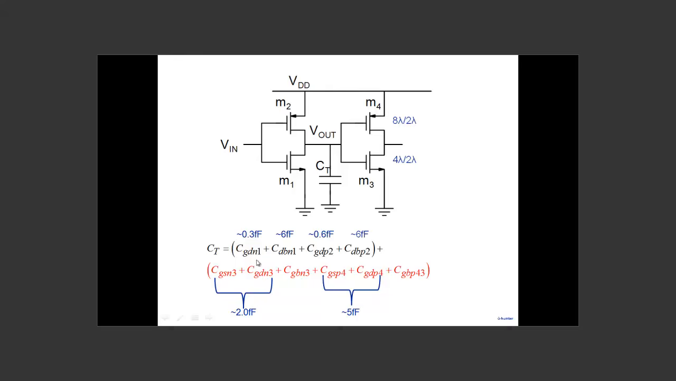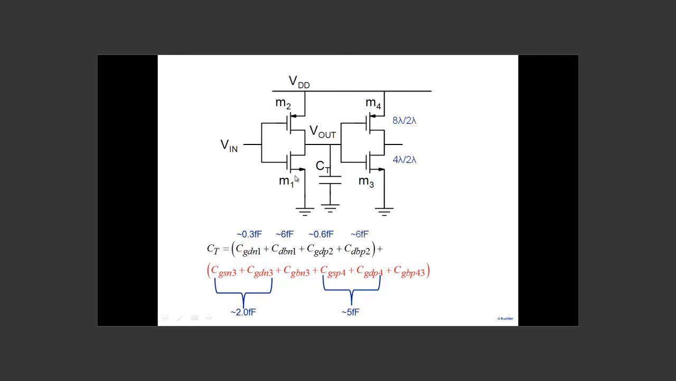So for example, gate to drain N1. We know the size of this particular one. It is 4 lambda. Lambda for us is 0.3, so 4 into 0.3 is 1.2 micron. For gate to drain N1, I've just taken the overlap capacitance. Gate to drain has an overlap and a channel capacitance. So that's about 0.3 femtofarad. Drain to body of N1.